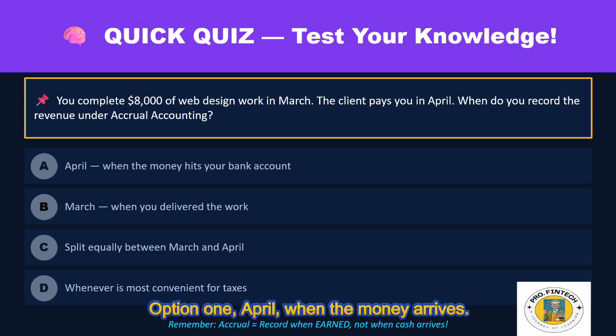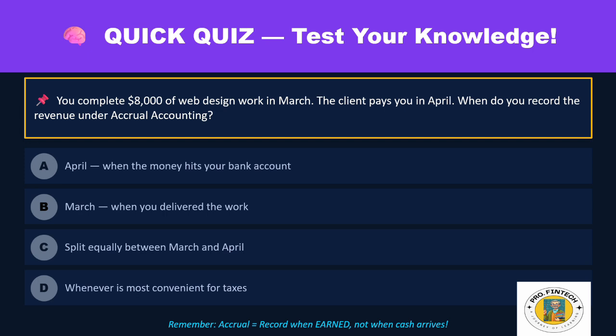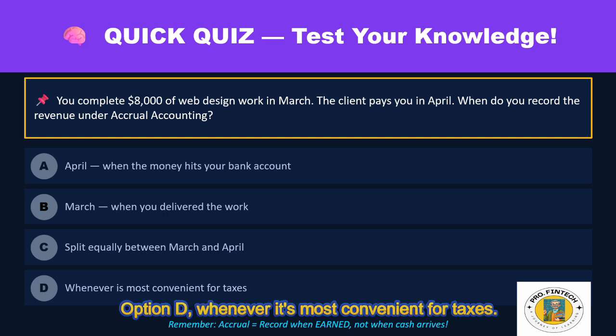Option A, April, when the money arrives. Option B, March, when you did the work. Option C, split between March and April. Option D, whenever it's most convenient for taxes.